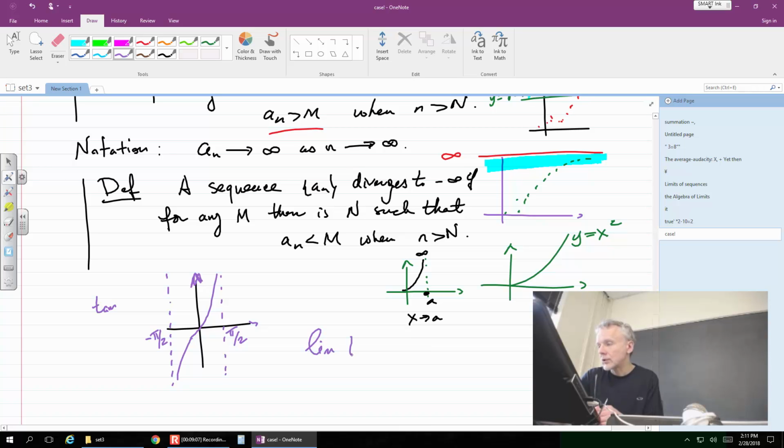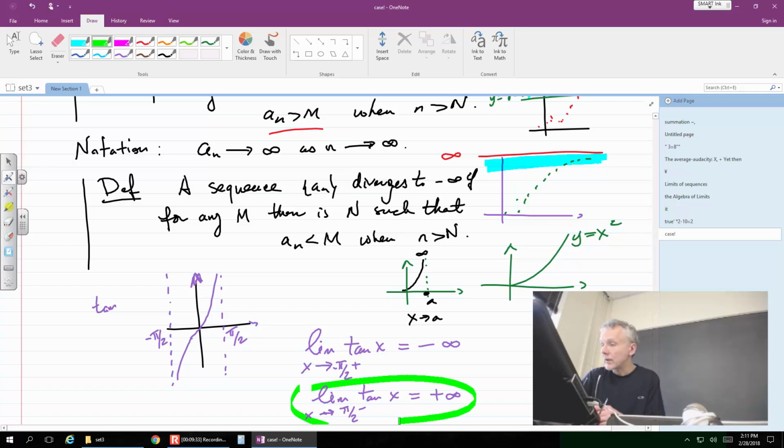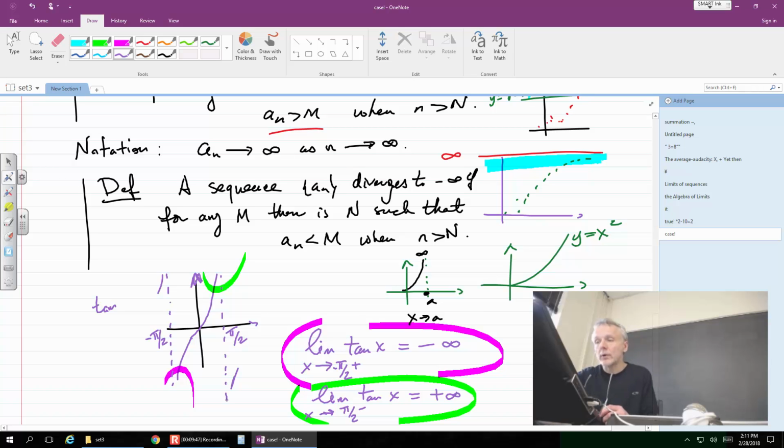So the limit of tangent x as x goes to negative pi over 2 from the right is equal to negative infinity, and the limit of tangent x as x goes to pi over 2 from the left goes to positive infinity. As you can see, the behavior has to be specific here, from the left or from the right. Okay, so this is visible here, and that one is visible there. Once again, if I had all the rest of the branches of tangent, you would see that it doesn't matter from which direction we approach the asymptote.